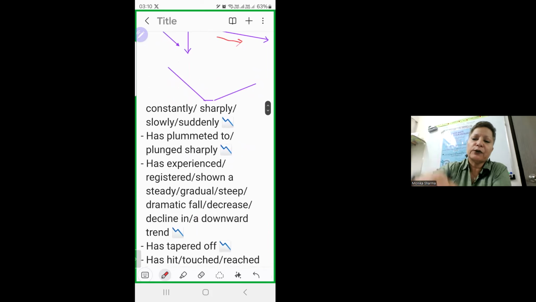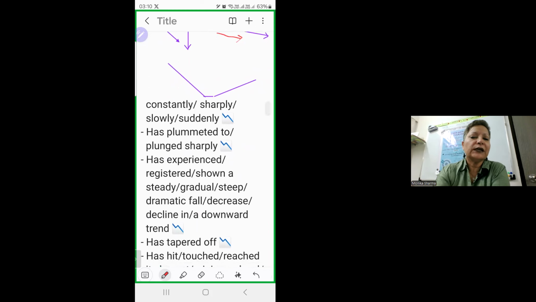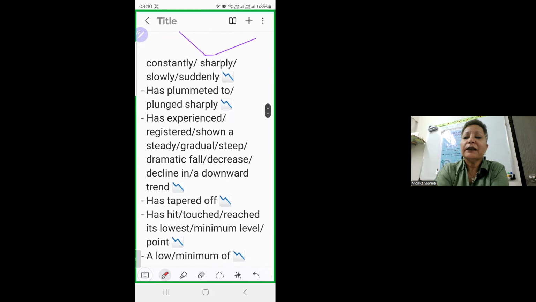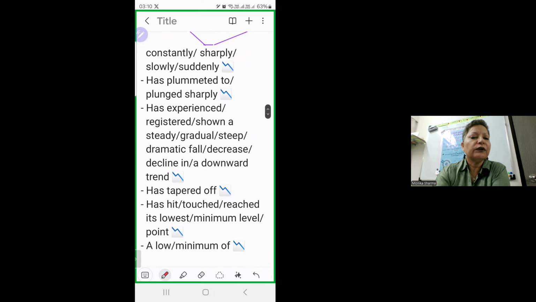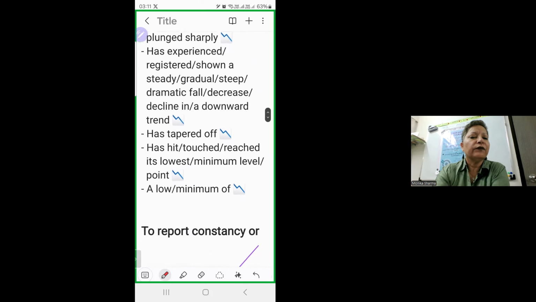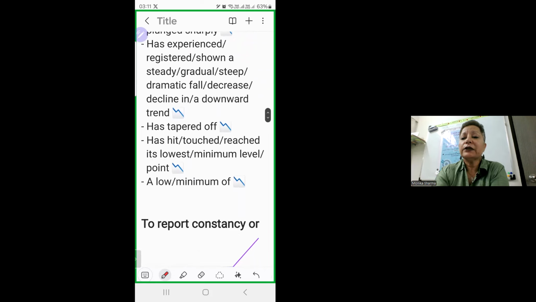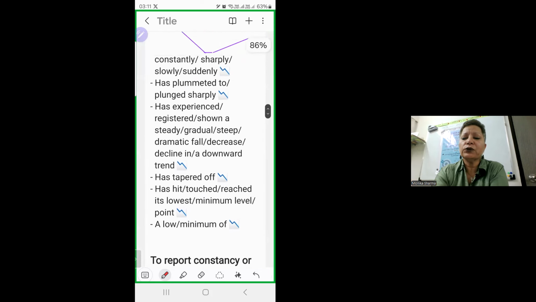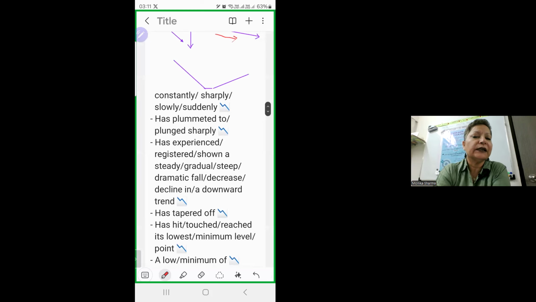Plummeted means gone absolutely to the lowest level, plunged sharply, has experienced or registered or shown a steady, gradual, or a steep, dramatic fall, a decrease, a decline in, a downward trend. It has tapered off, has hit, touched, reached its lowest minimum level, or it has reached a low or a minimum of. So these are all the terms that you could actually use for reporting some kind of a decrease.